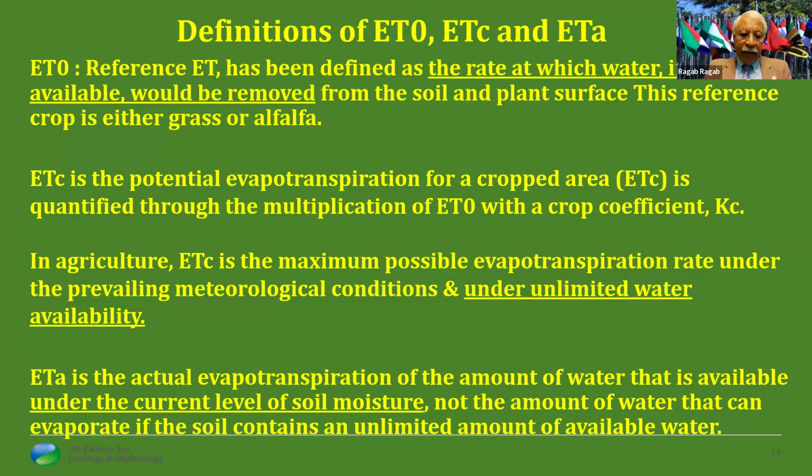And that's the point that a lot of people don't really take into consideration. ETa is the actual evapotranspiration, the amount of water that's available under the actual level of soil moisture, not the amount of water that can be evaporated if the soil contains an unlimited amount of available water.